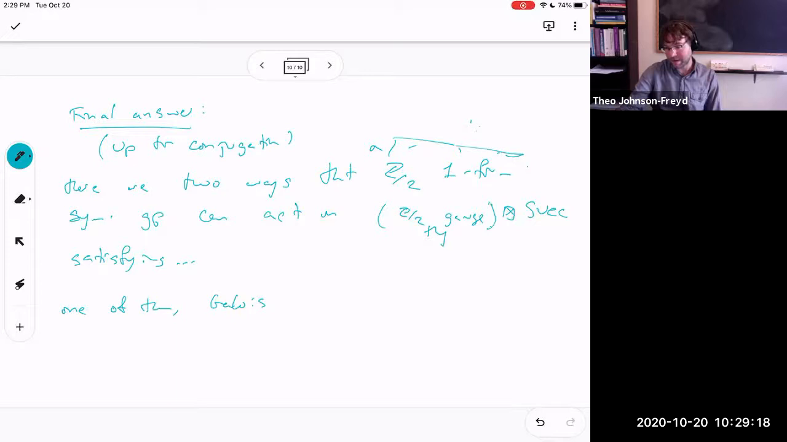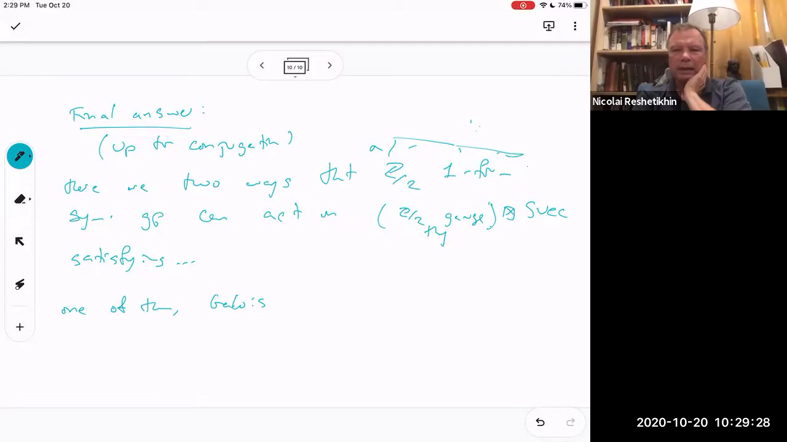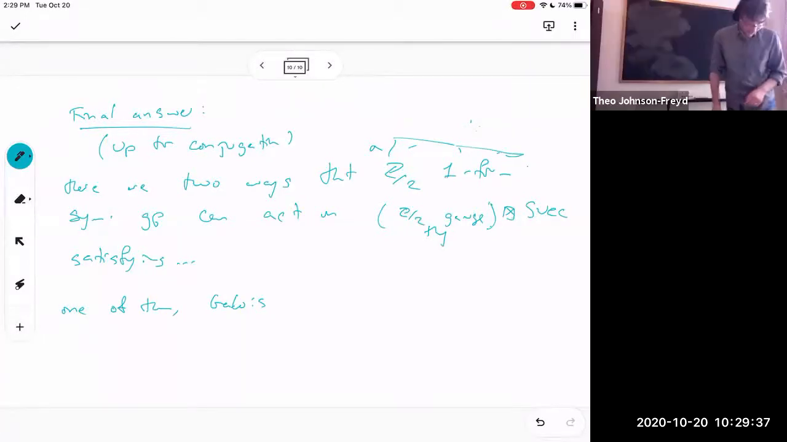So maybe if I can, let me try to say this. So the Galois group. Theo, can I ask you a question? Operators in this theory, how they correspond to objects or to? Yeah. So let me tell you what you get at the end of the day.